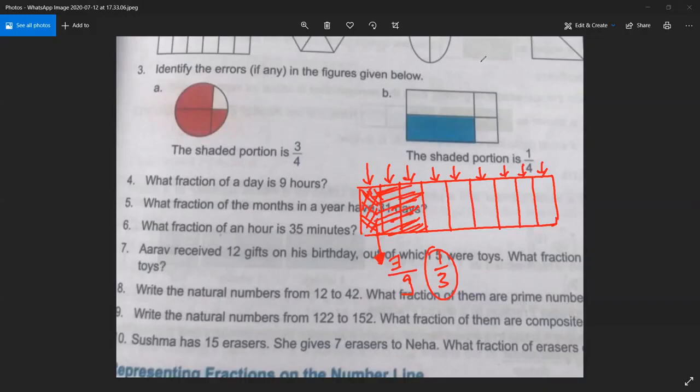Mr. Sarthak, have you understood? Hello? Sarthak, have you understood?